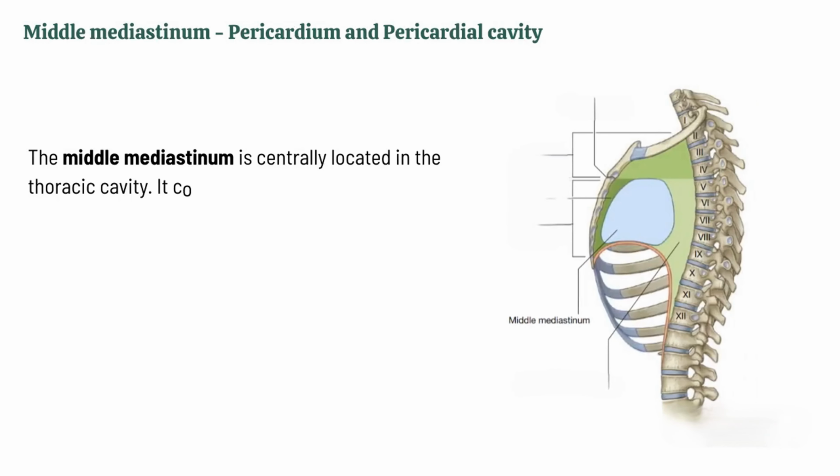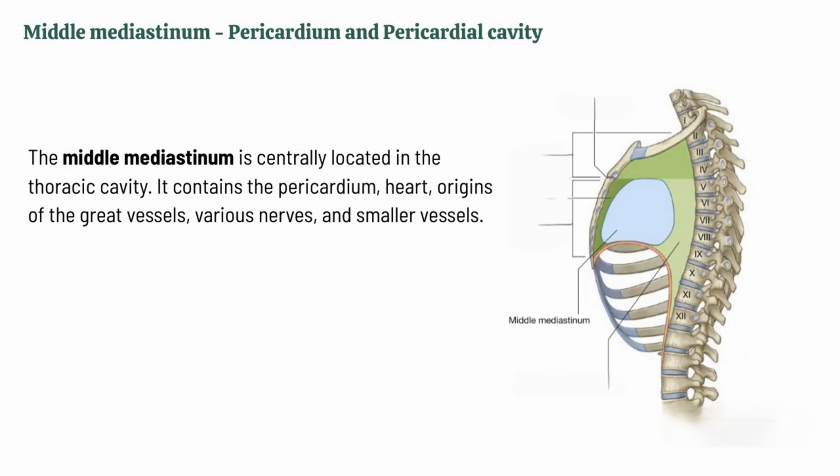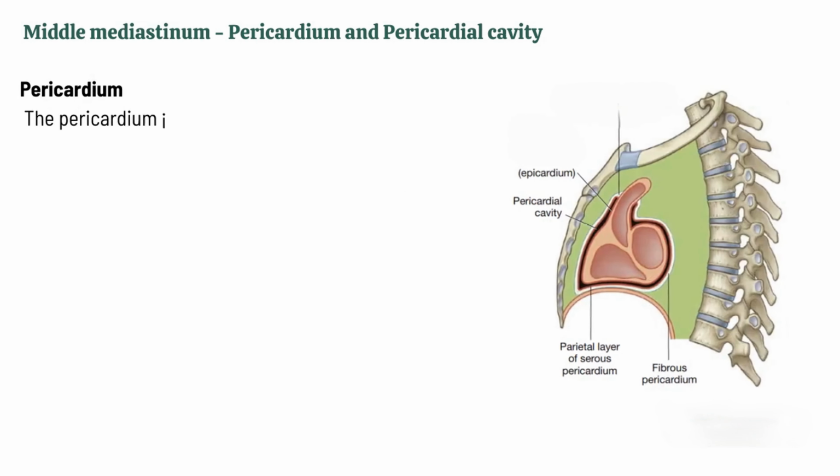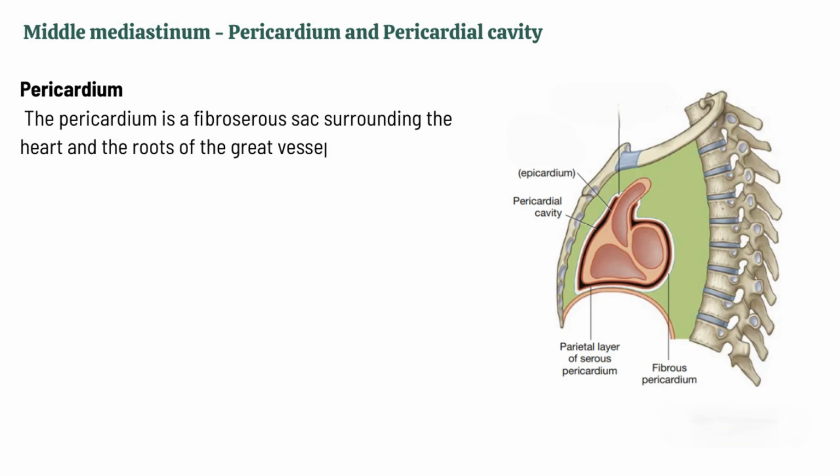Middle mediastinum. The middle mediastinum is centrally located in the thoracic cavity. It contains the pericardium, heart, origins of the great vessels, various nerves and smaller vessels. Pericardium. The pericardium is a fibroserous sac surrounding the heart and the roots of the great vessels.